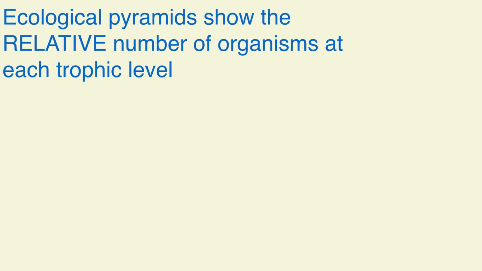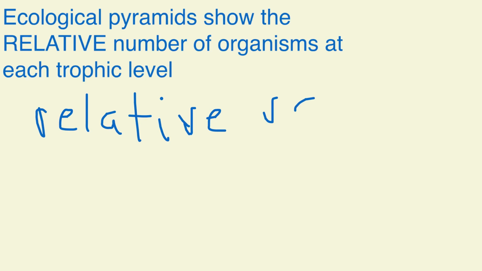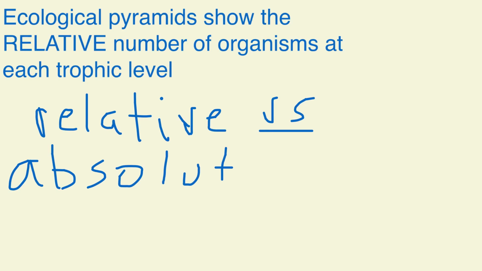But one of the things I didn't mention is that at each of those levels, it's showing a relative number of organisms at each of the trophic levels. So we have a little language lesson here: relative versus absolute. When you have an absolute number, you have a concrete number or a very defined number. When you have something that's relative, it's more of a general comparison.